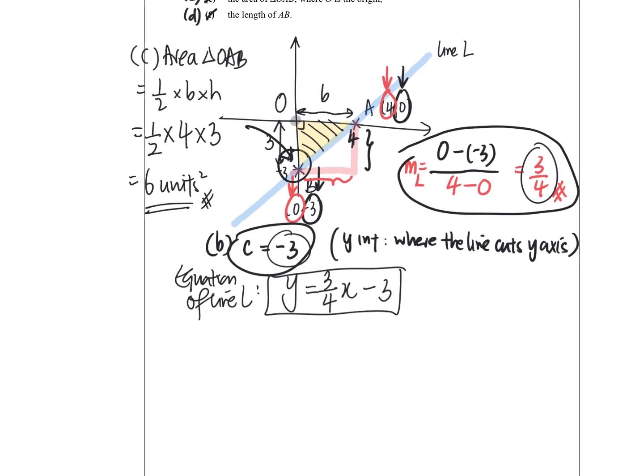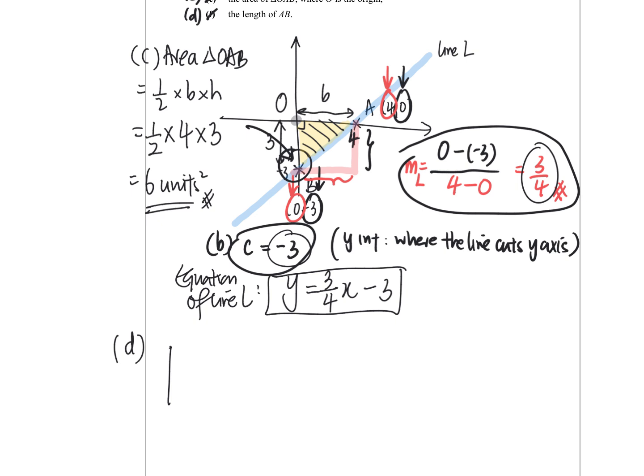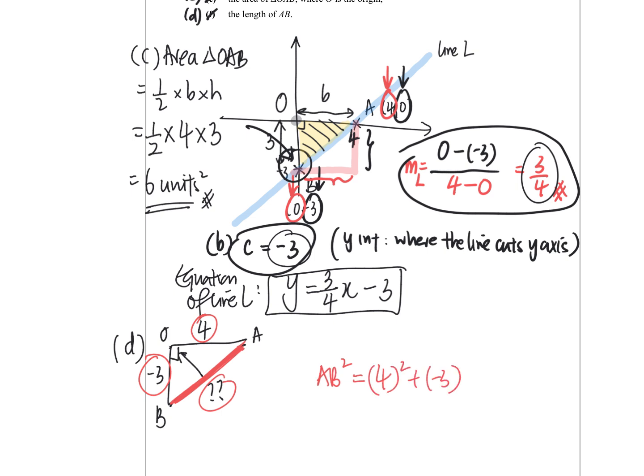Okay, lastly, how would you find the length of AB? If this is 4, if this is -3, how will you find the length of AB? Hypotenuse. Pythagoras theorem, yes. So this is the hypotenuse. The longest length opposite your 90 degree is the hypotenuse. So we learned that hypotenuse squared is equal to the sum of squares of the other two sides. So this is Pythagoras theorem.